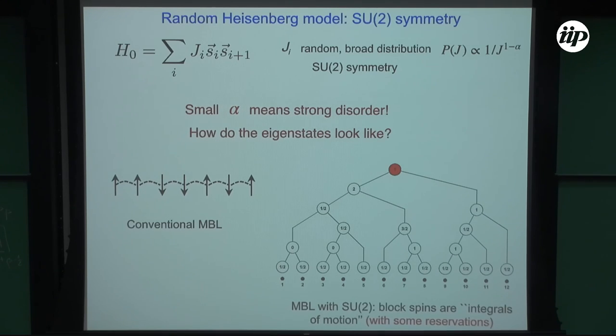So from the point of view of the integrals of motion, this system is quite different from conventional MBL, because essentially the block spins that I form here, they label my approximate eigenfunctions and can actually be, with some reservations, understood as integrals of motion. Why I'm talking about reservations, it's actually because if you run the strong disorder RG, then different eigenstates of the system give rise to structurally different trees.